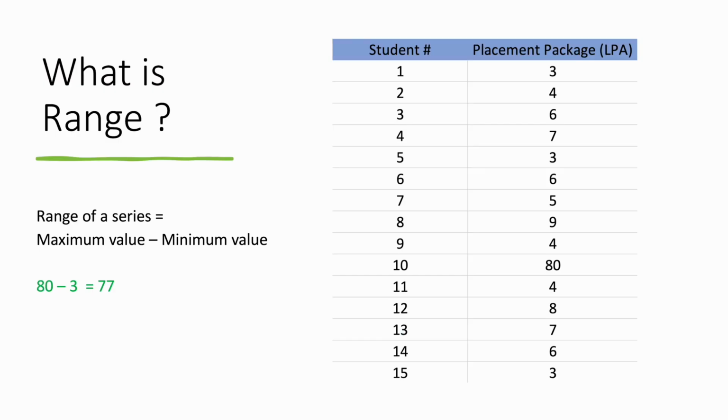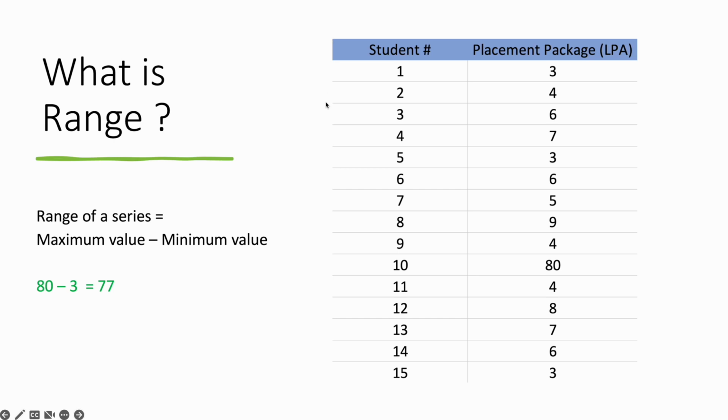First question, what is range? Range is very simple. As the name sounds, it talks about the breadth of the data in a data series. So suppose you have a bunch of numbers. What is the minimum value and the maximum value? How far and wide the data is spread is the range. So the range of a series can be defined as maximum value minus minimum value.